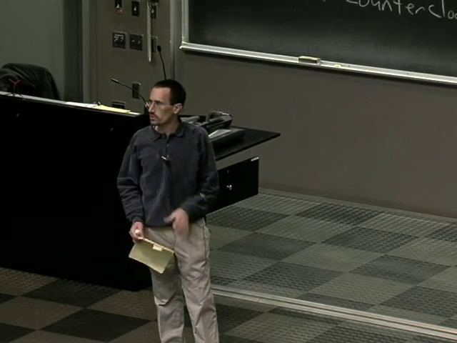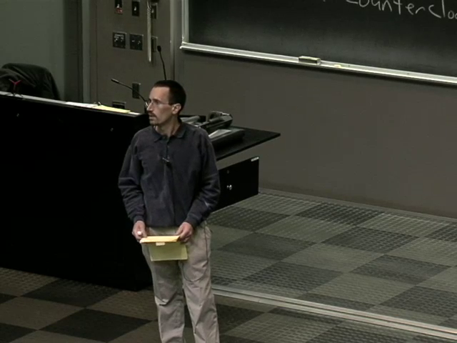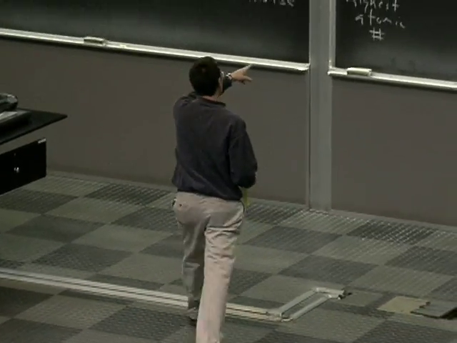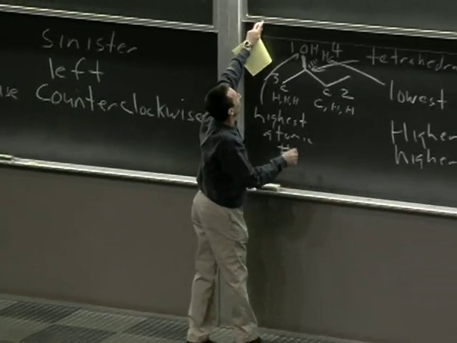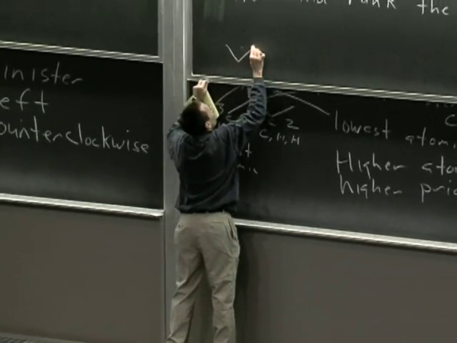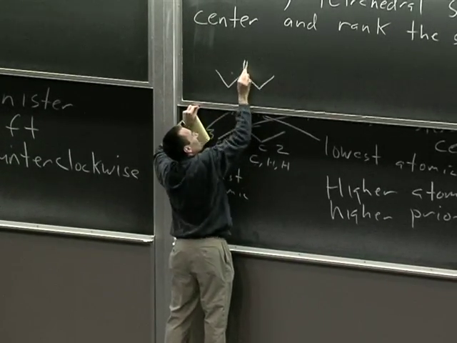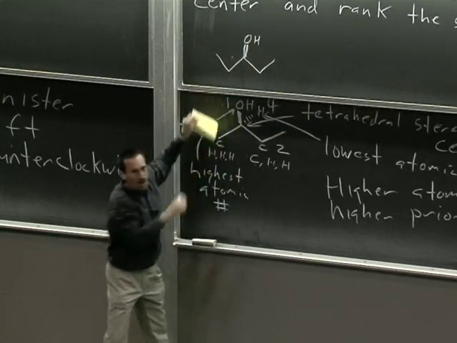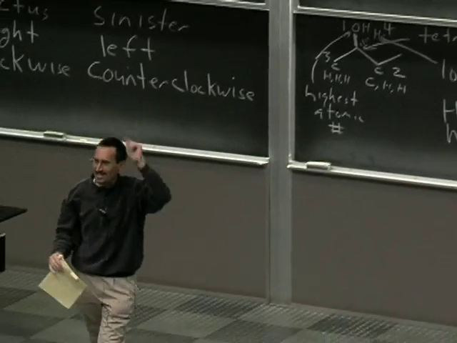Other questions? These are good. These are really important to be thinking about at this point. What happens if you have the same groups on either side? So let us pretend for a moment that we had 2 ethyl groups. Somebody, what would we do in this case?